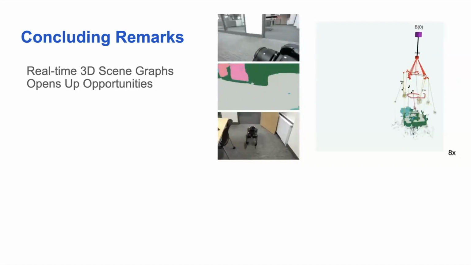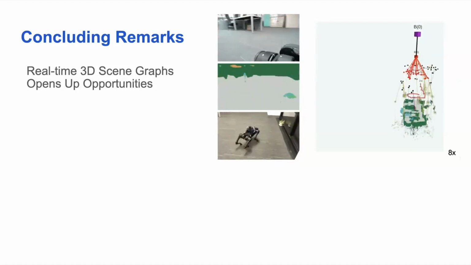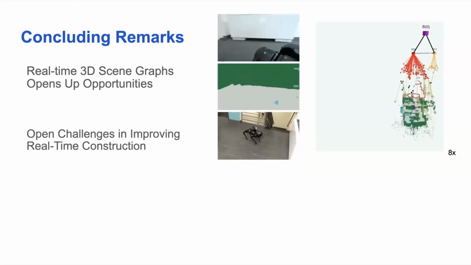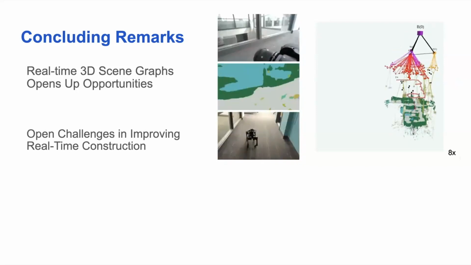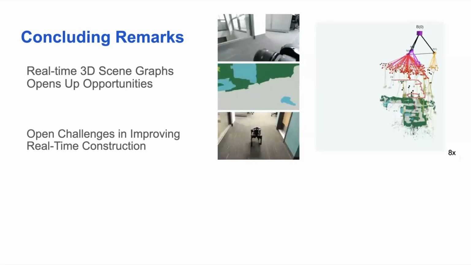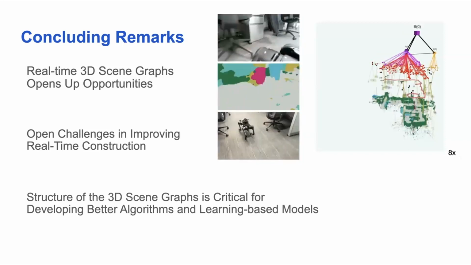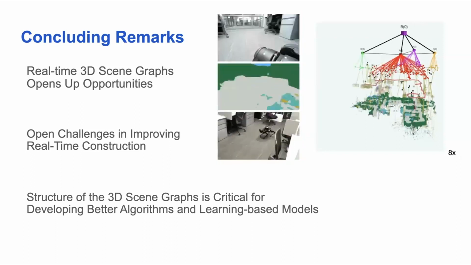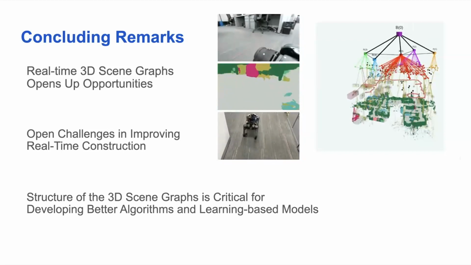This opens up many opportunities. So rather than using images or some implicit learned thing, you can use 3D scene graphs to do downstream tasks. There are still open challenges in improving the 3D real-time construction. Things like the representation of objects is still weak, and we're working on it. And the final thing, which is what I stressed in my talk, is that 3D scene graphs are a very special structure, and exploiting that is critical for developing better algorithms and learning models for downstream tasks.